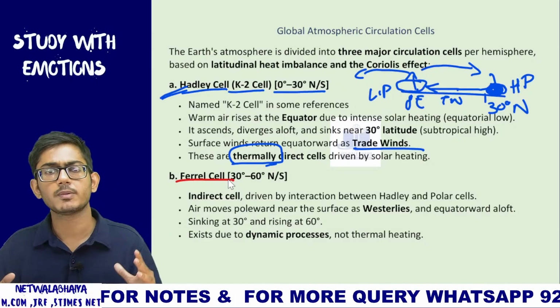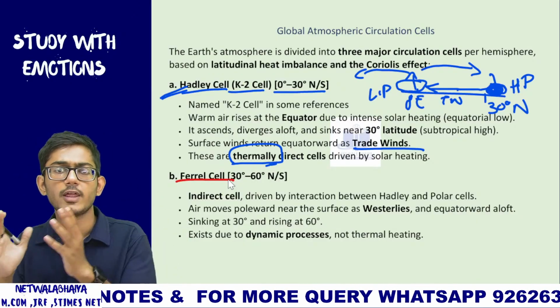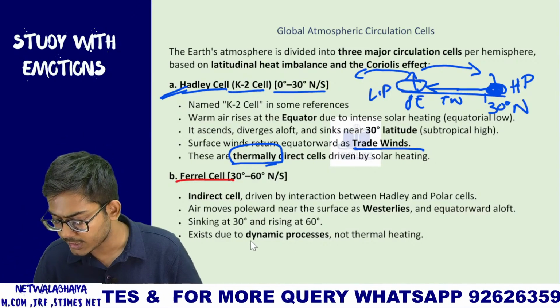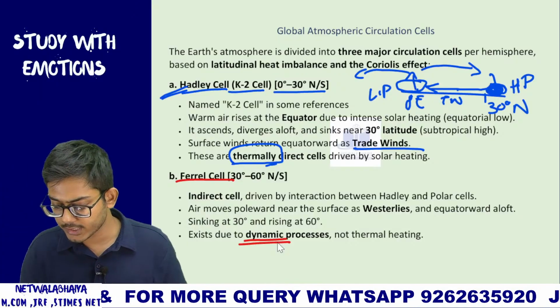And since this Ferrel cell, there is nothing like that कि temperature की वजह से बन रहा है, there is no role of temperature to play, it is only existing because the polar cell and the Hadley cell exist. That is why this Ferrel cell is called as the dynamic cell also. It's also called as the dynamic process. So it is an indirect cell.